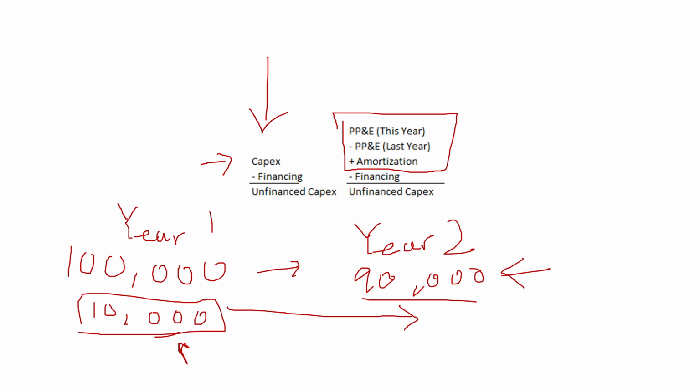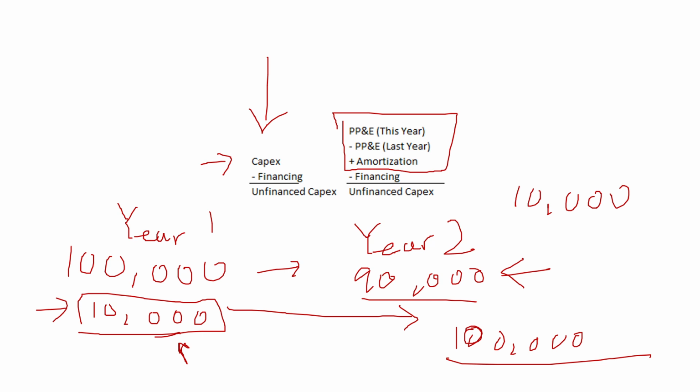But what if instead of 90,000, you still have 100,000 recorded? Okay, you still have 100,000. That doesn't make sense because you amortized 10,000, so how do you still have 100,000? The only logical explanation is the company spent $10,000 to buy new equipment. Okay, so this is spending.